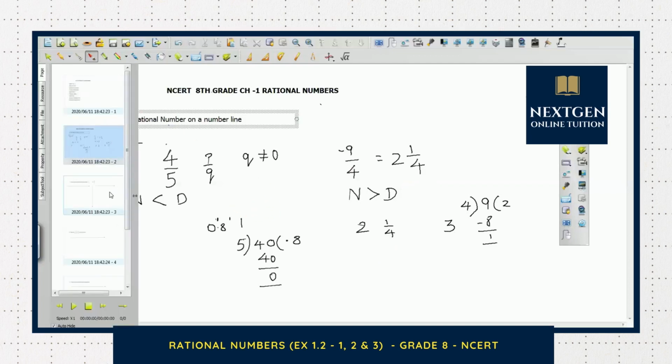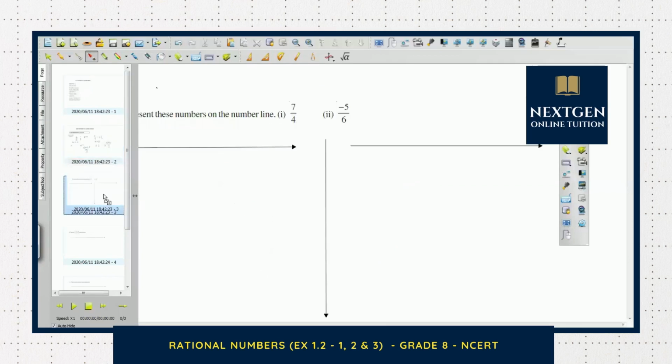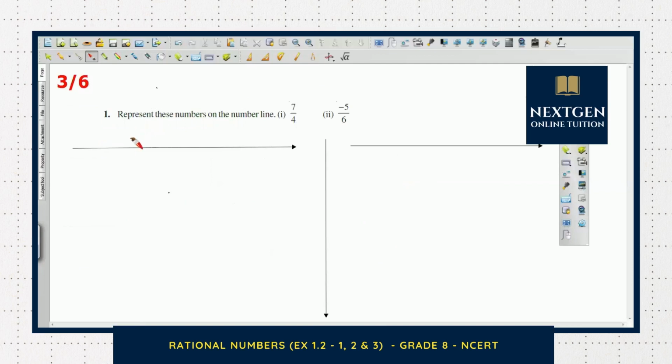Let's get into our exercise. So this is exercise 1.2, first sum. Represent these numbers on a number line: 7 by 4, minus 5 by 6. So here I take the 7 by 4. Naturally, my numerator is greater than my denominator. So what I'm going to do is, 4 outside and 7 inside.